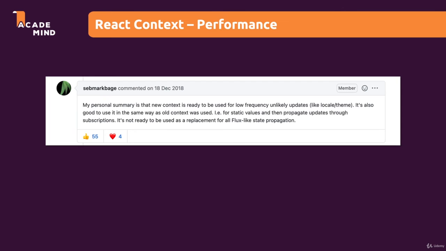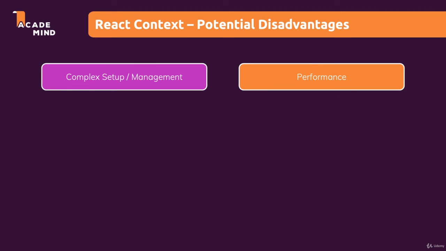And this team member says that, therefore, this new context is not ready as a replacement for Flux-like state propagation. Now, this might not tell you much, but Redux is a Flux-like state management library. So he says that React Context is not really a great replacement for Redux in all scenarios, in all cases. So therefore, that's our second disadvantage. Performance can be bad if you're managing the wrong kinds of state with React Context.